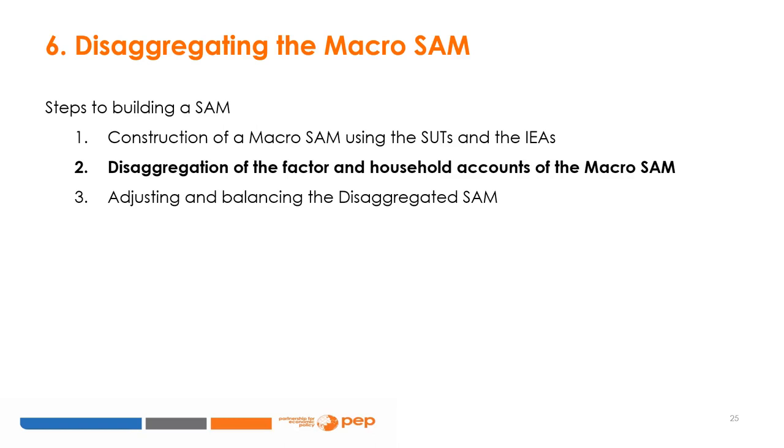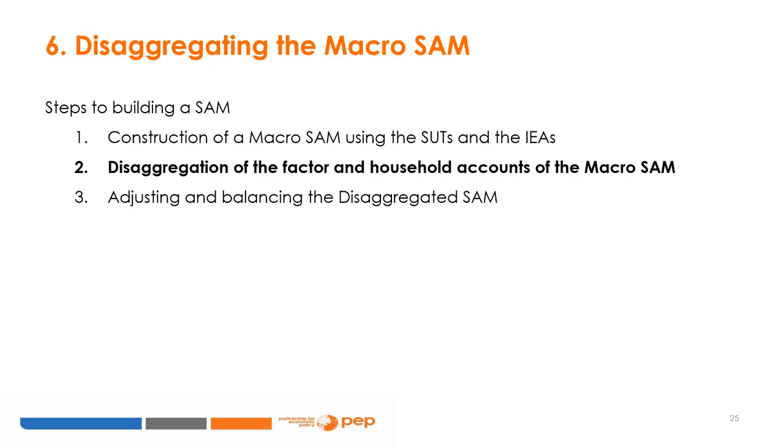As a reminder, the construction of a SAM is undertaken in three major steps. The first step is the construction of a macro SAM using the SUTs and the IEAs. The second step is the disaggregation of the factor and household accounts of the macro SAM. And the third step is the adjustment and balancing of the disaggregated SAM.